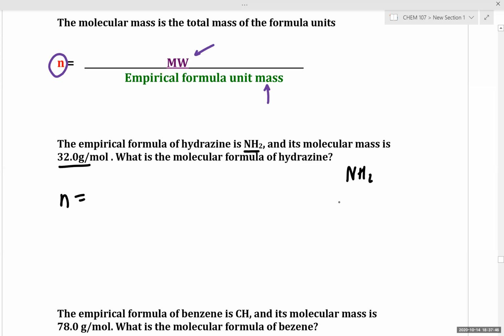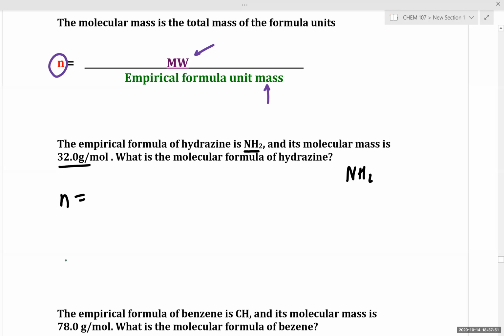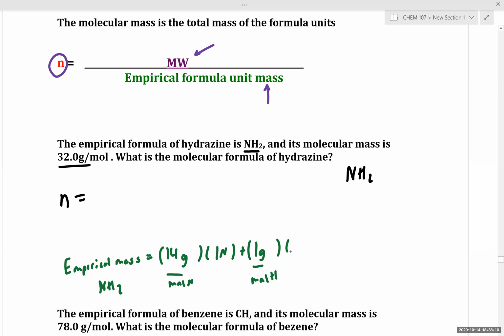So for NH2, we can calculate the empirical mass. We take the mass of nitrogen, which is 14 grams per mole, and we have one nitrogen atom. We have 1 gram per mole for hydrogen, and we have 2 hydrogen atoms, and that in turn gives us an empirical mass of 16 grams per mole of NH2.